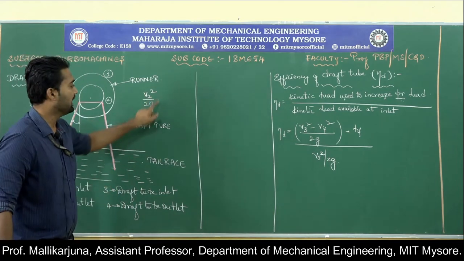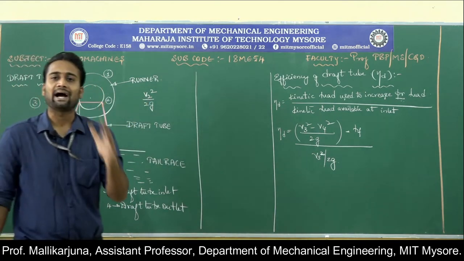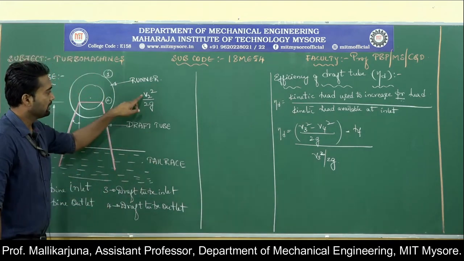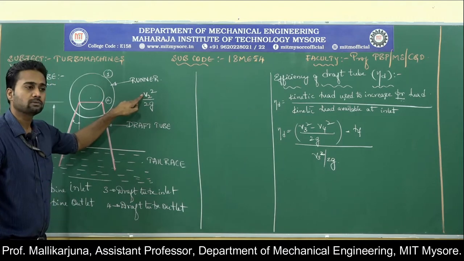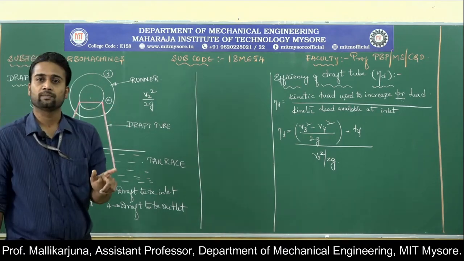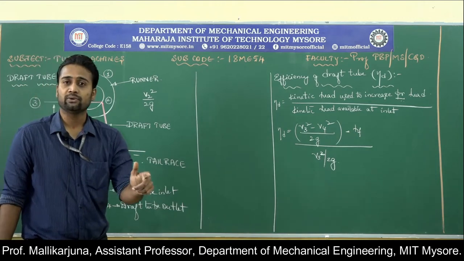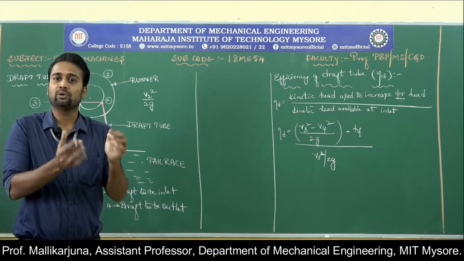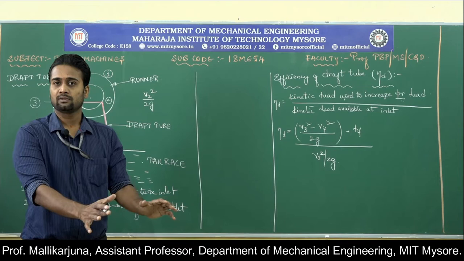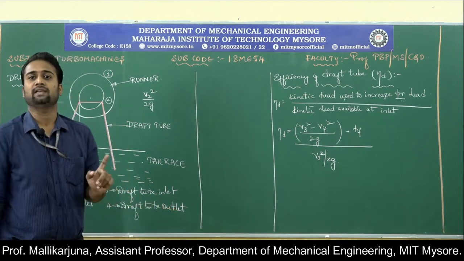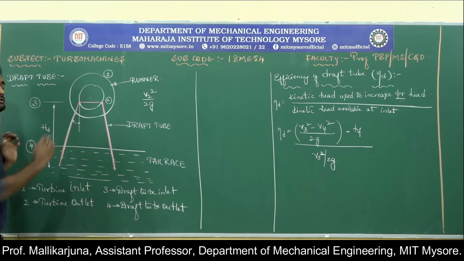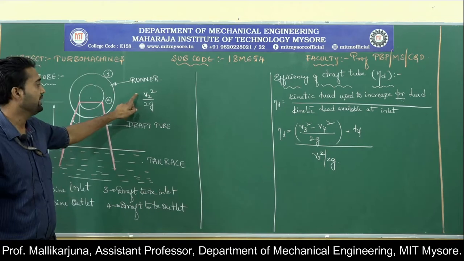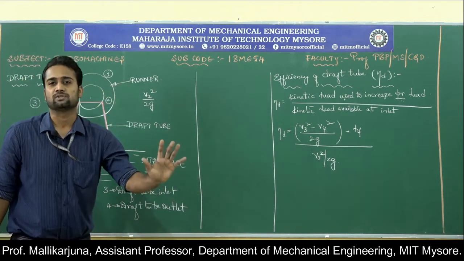So this is the velocity, I mean kinetic head possessed by the fluid while it is coming out from the turbine outlet. Now, if V2 is reduced, what do you mean by reduction in V2? V2 is reduced in the sense more amount of kinetic head has been utilized by the turbine itself. If that has to happen, then draft tube has to be provided to make sure that at the exit V2 square by 2G is as minimum as possible.